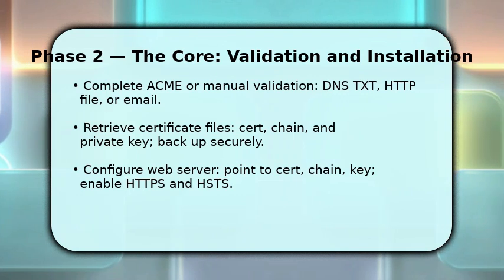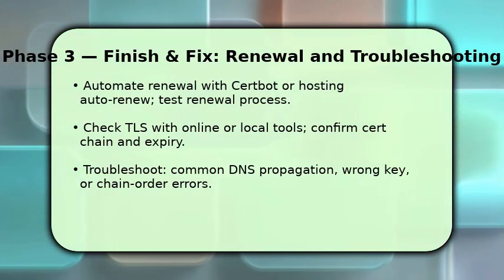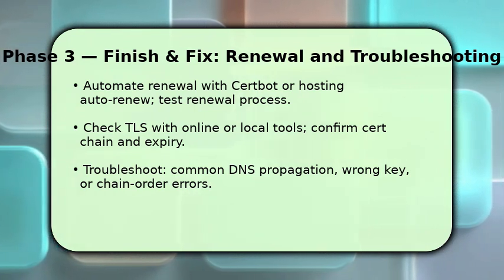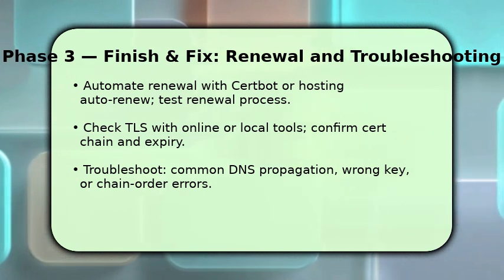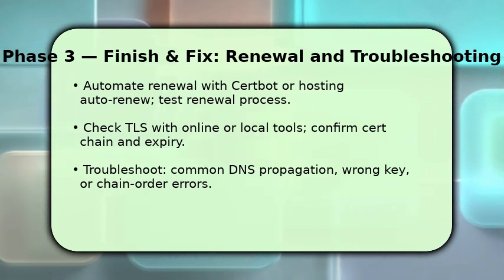Finish by automating renewal. Set up Certbot renewal cron or activate hosting auto-renew so certificates never lapse. Test the renewal process now to confirm automation works. Then validate your live TLS configuration with a scanner or local tool. Check the certificate chain, hostname match, and expiry date.